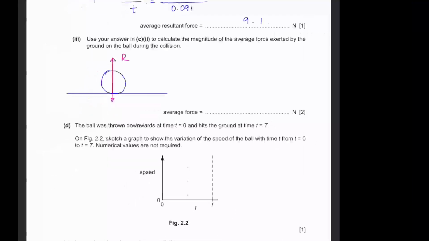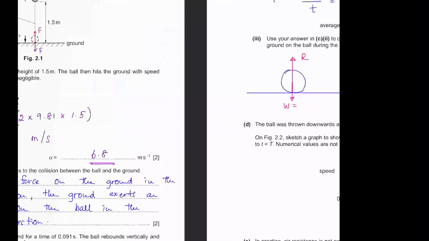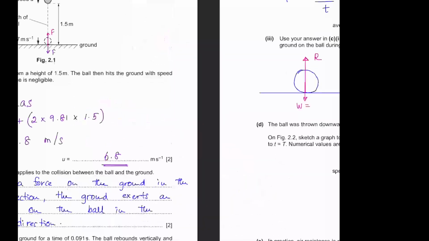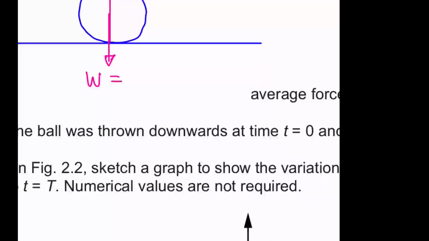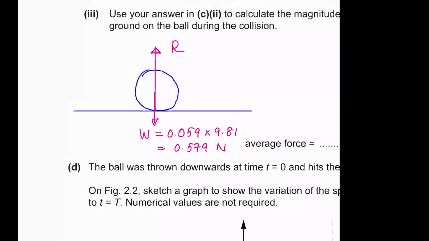What is the weight of the ball? The weight of the ball is 0.059 is the mass, multiplied by 9.81, using W equals mg. 0.059 into 9.81 is 0.579. That is the weight.